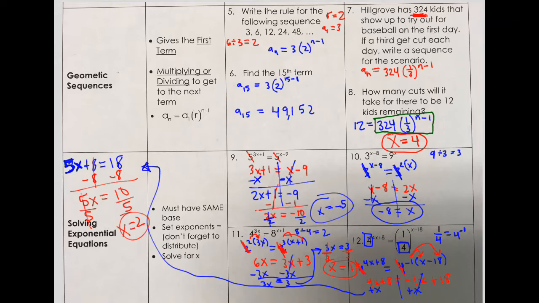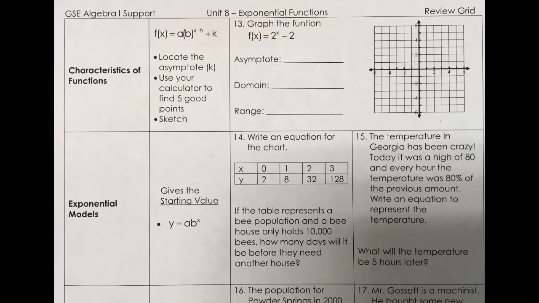Let's move on to the back. Okay, so now we're at characteristics of functions. We're talking about exponential functions. It's given you here, right here: a times b to the x minus h, plus k. That's a lot. All right, so let me just break it down a little simpler for you.